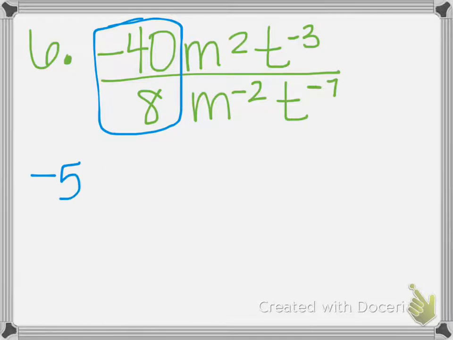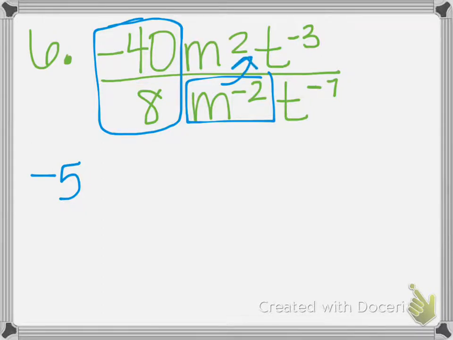Good, it's negative 5. And then I notice I've got some negative exponents. So before I can start working with my m's and my t's and making sure I'm adding or subtracting appropriately, I need to get rid of my negative exponents. So I have m to the second in the denominator. I need to bring that up to the numerator.